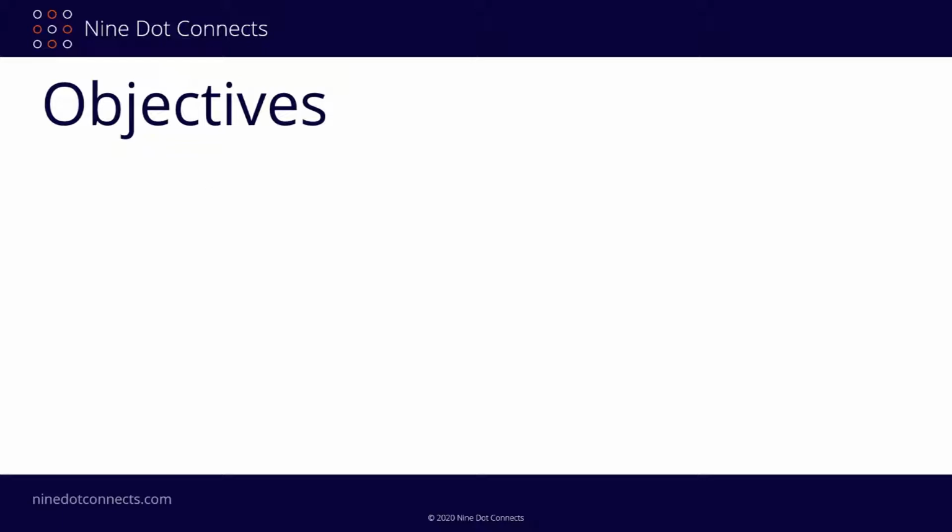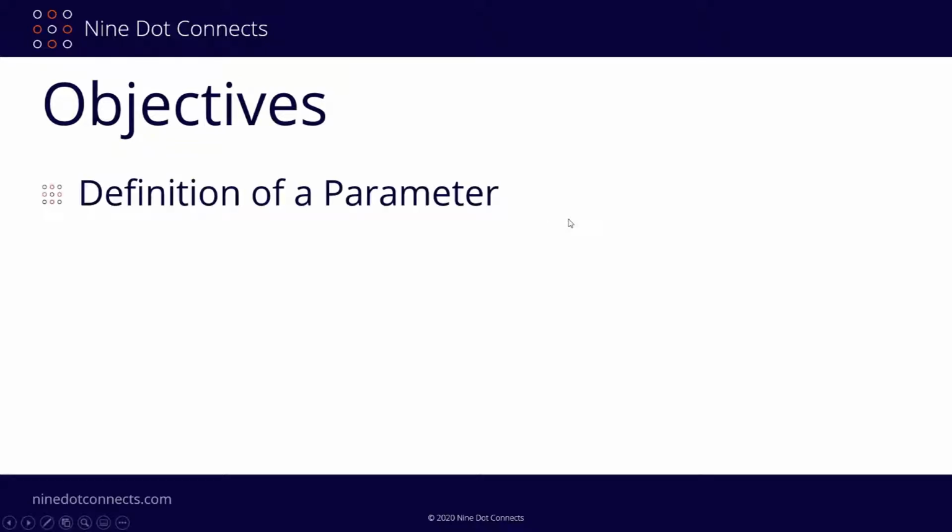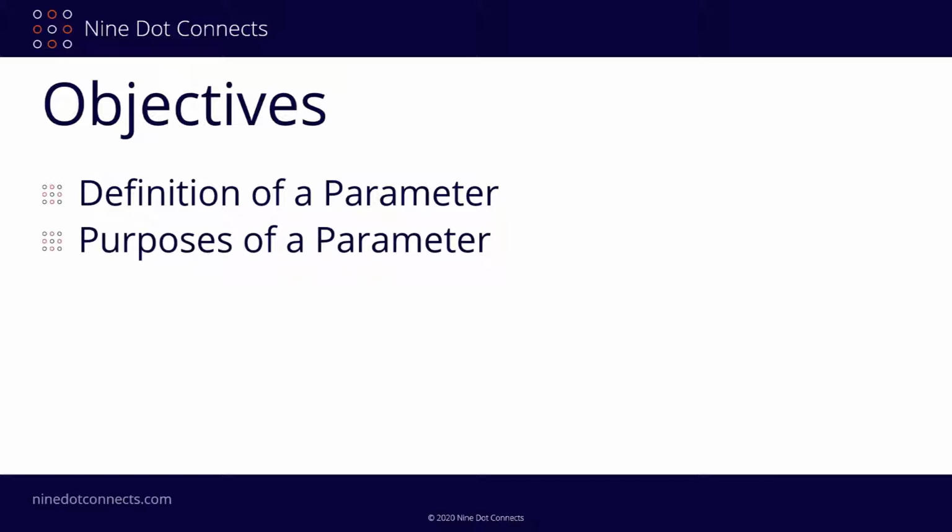With that being said, let's talk about what we're going to talk about today. My objectives. I need to define a parameter, and I know we've done it in other webinars, but in order for us to really see the full effect of part choices, we've got to start from that basic definition. From there, we need to talk about the purposes of the parameter, because again, this is going to play a huge role in the whole idea of using part choices.